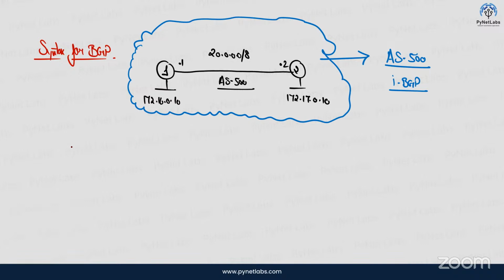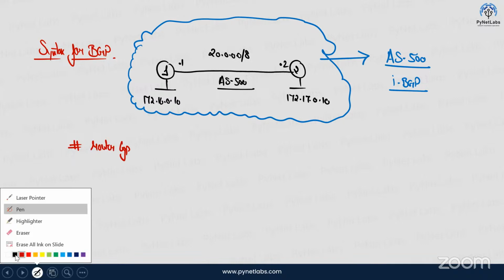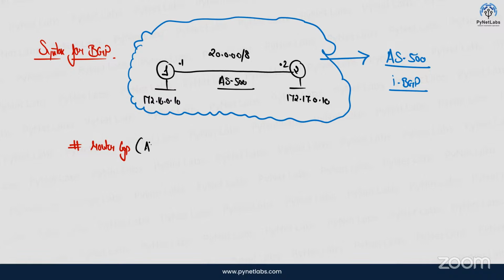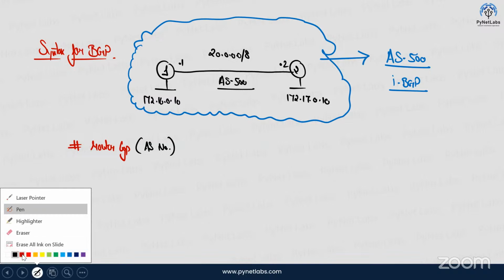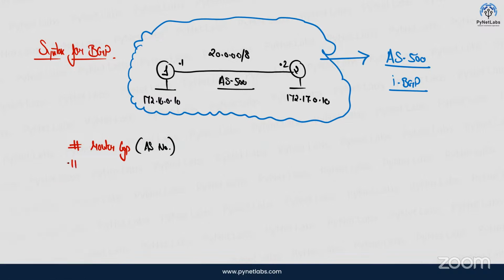To configure, suppose on router 1 the first command you execute is router bgp. After executing the command, if you put a question mark, it's going to ask you for the AS number, like the way we execute router EIGRP and then define the AS number. In the same way, if you put a question mark, you will get values from 1 to 65,535 for the AS value.